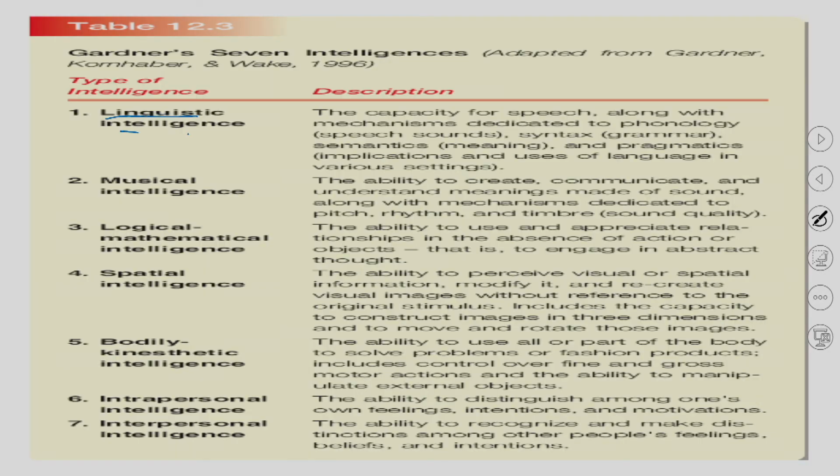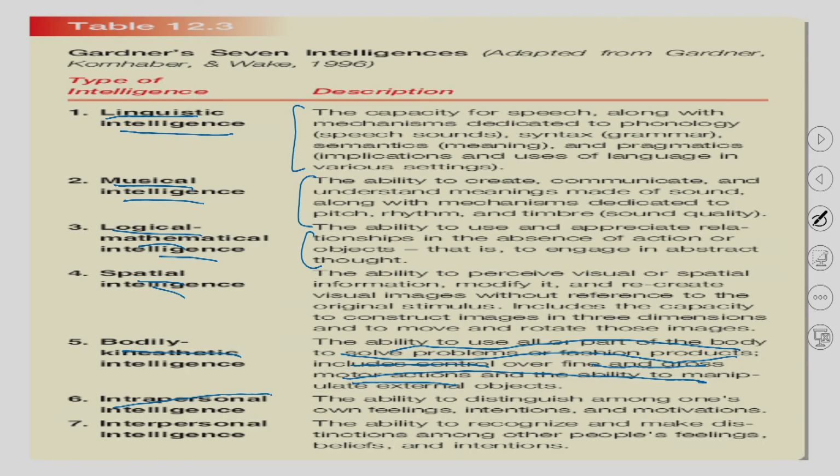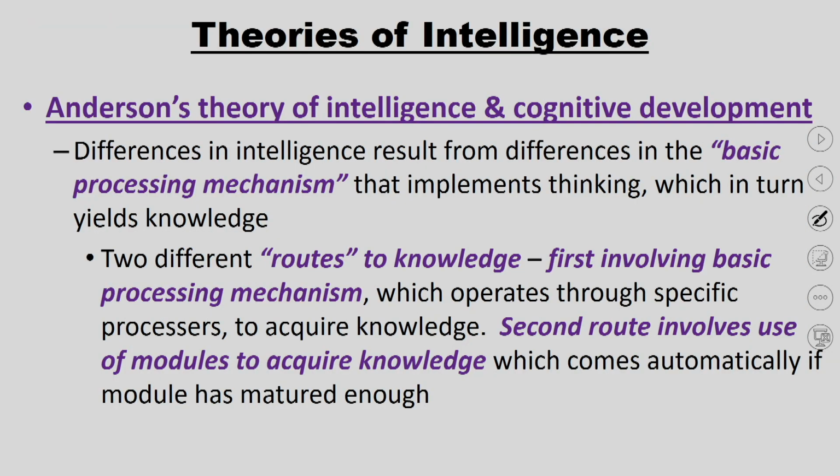So, these are the definitions: linguistic intelligence, then musical intelligence, then logical and mathematical intelligence, then spatial intelligence, then bodily kinesthetic intelligence, the ability to use all parts of the body to solve problems or fashion products, which includes control over the finer and gross motor actions and the ability to manipulate external objects. And then we have the interpersonal intelligence, which distinguishes among others' feelings and intentions, and then there is intrapersonal intelligence. So, it is a good idea to go through this table.